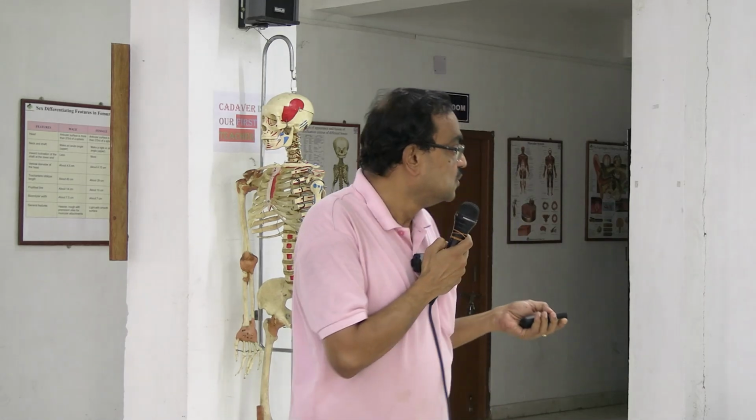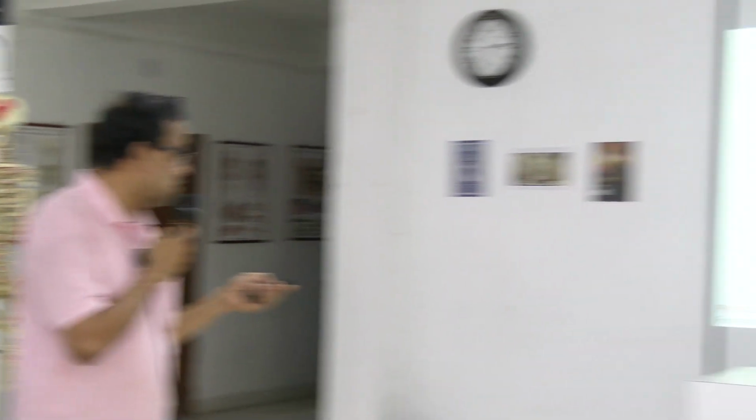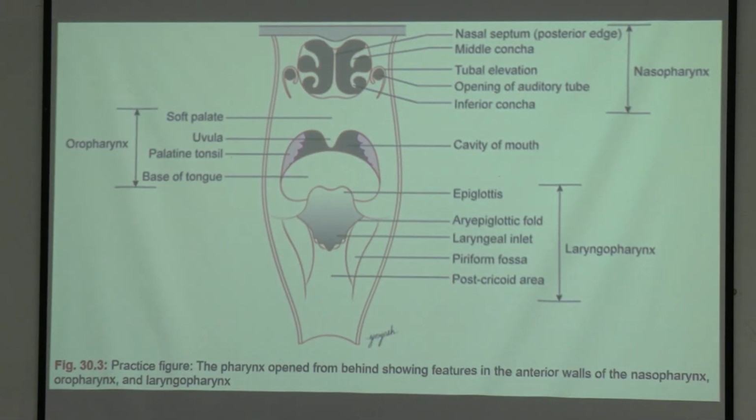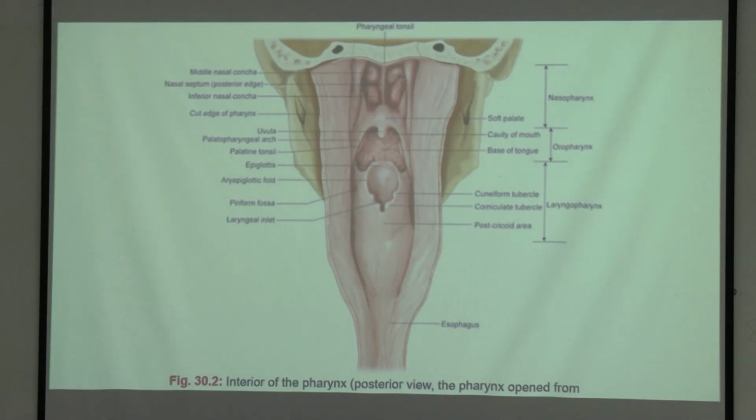Waldeyer's ring. So this is very important. This forms the first line of defense. So in the nasopharynx we are getting this. Now we can get the oropharynx. This is a cumbersome picture, but still you can get it.